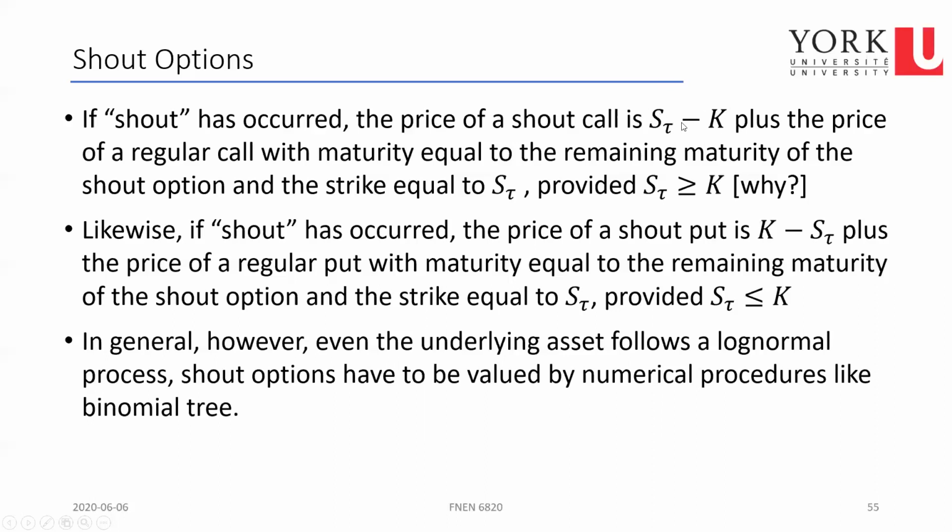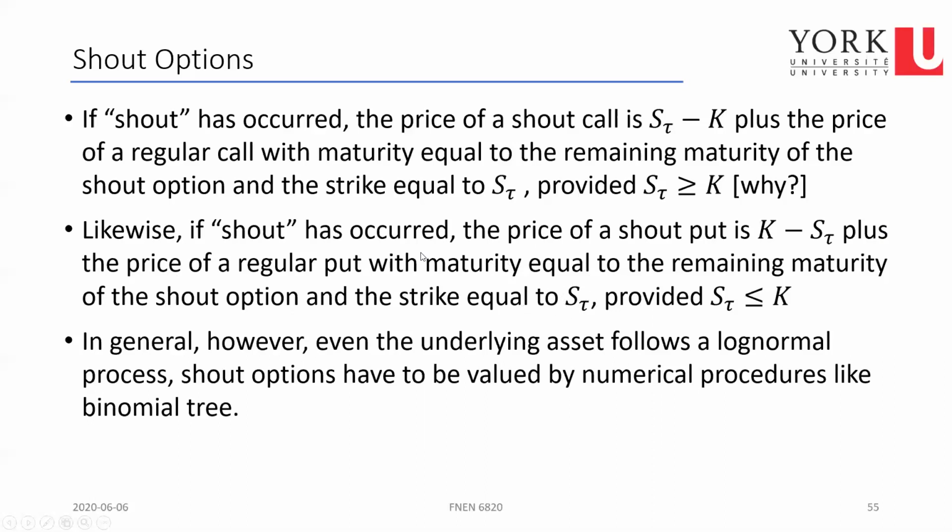But if the value continues to be greater, then obviously you can improve from here, and that gets you the value of the regular call. Similar analysis applies for a short put: it's the locked-in value, which is K minus S_tau, plus the additional value you can still have, which is the value of a regular put with the same time to maturity but with the strike price changed to S_tau.